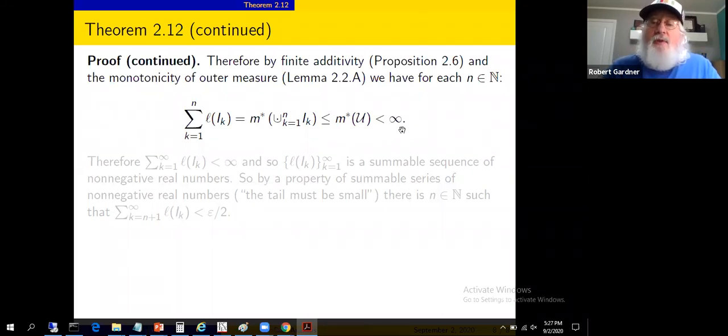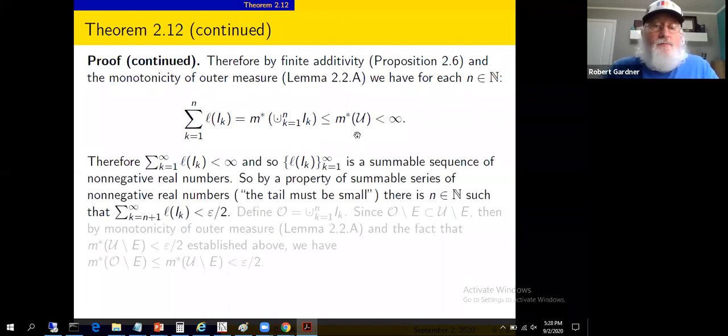We just showed that the outer measure of U is finite. So here's what we've got. For any natural number n, when you add up the lengths of the first n of those intervals I sub k, you get something finite. It's bounded above by this fixed finite number, the outer measure of U. So when you take a limit as n approaches infinity, when you add up all of these things, it must be finite. In fact, it's bounded above by the outer measure of U. That's why we showed the outer measure of U was finite, in hindsight.